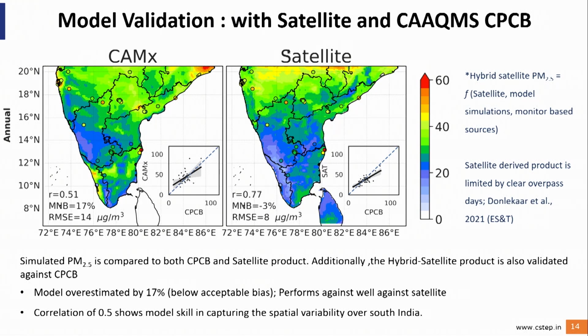We also compared our PM 2.5 output from the model with a satellite product. We have taken data from this satellite-derived product by van Donkelaar et al. The dots here are the CPCB CAAQMS sites. This scatter plot is from the CPCB sites and the CAMx model output extracted from those locations. You can see the agreement is overall good. Mean normalized bias is 17%. Srinidhi was mentioning that if it is less than 17% for India, it's good. So these results are good. The R value is around 0.51, and this is for 2019.